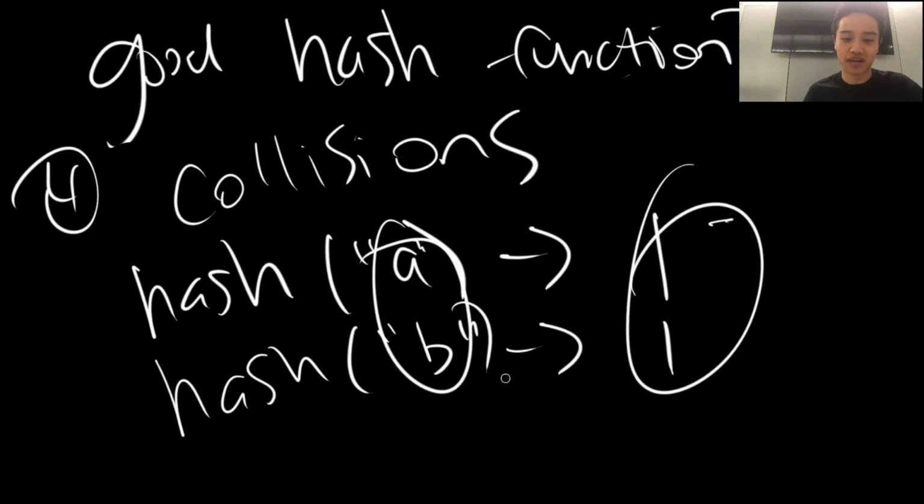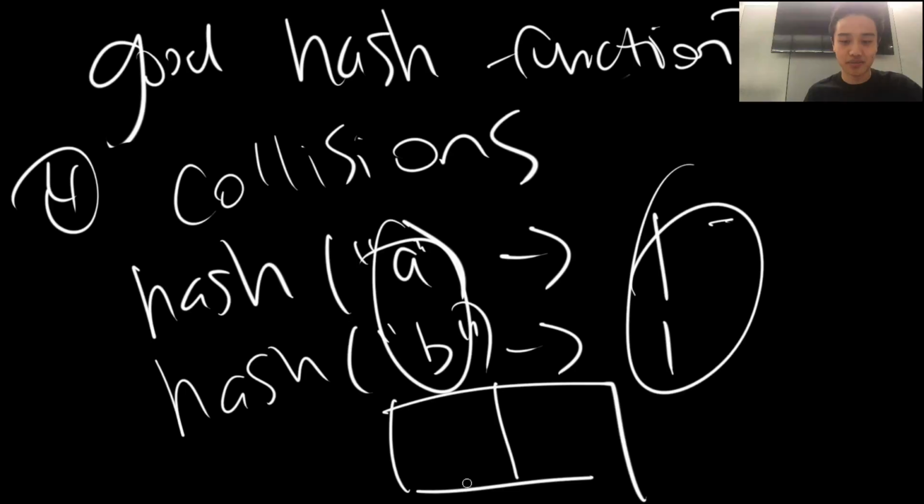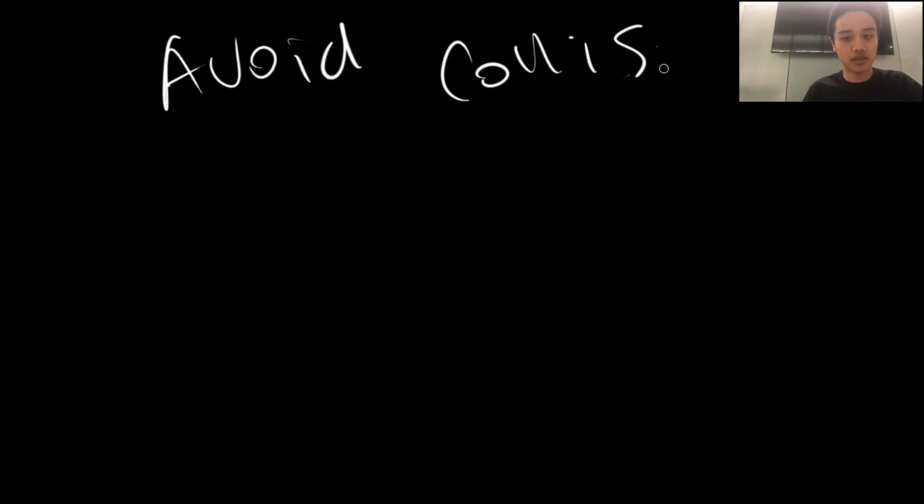So when we're actually trying to implement this into our array, let's say this is index 0 and this is index 1, then we place A into here, but then when we're trying to put B into the same exact slot, then we have a collision. And so this brings us to our next topic, and there are a few ways to avoid such collisions. So now, how do we avoid collisions?